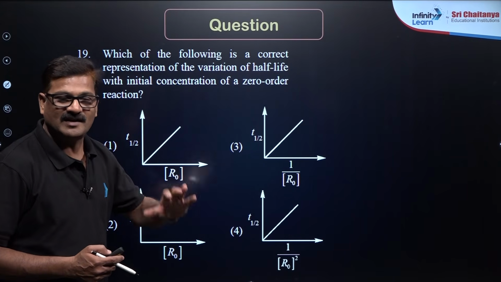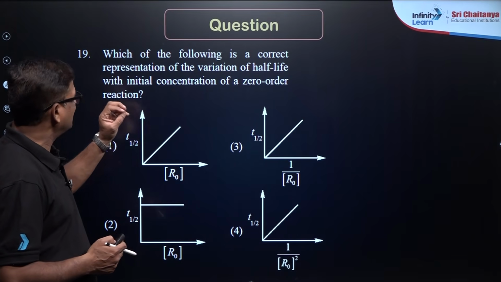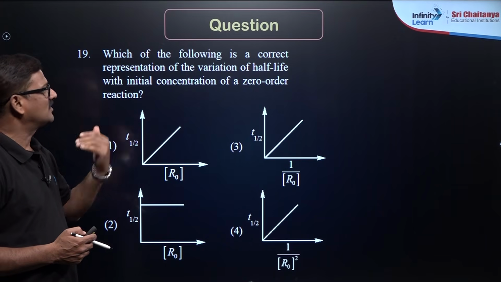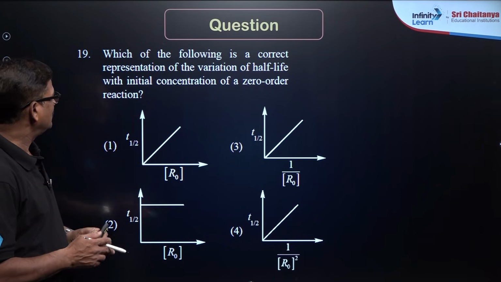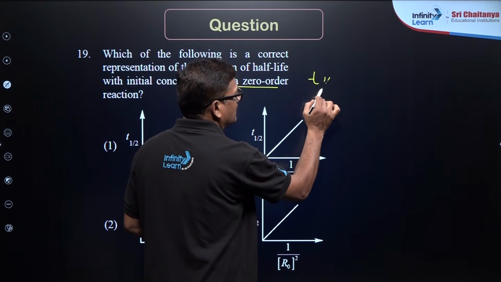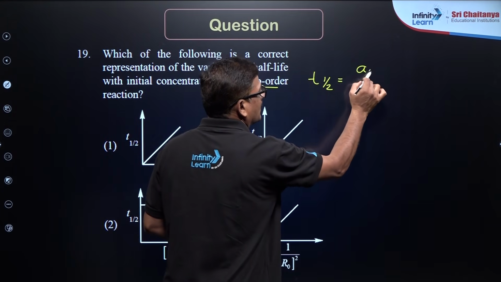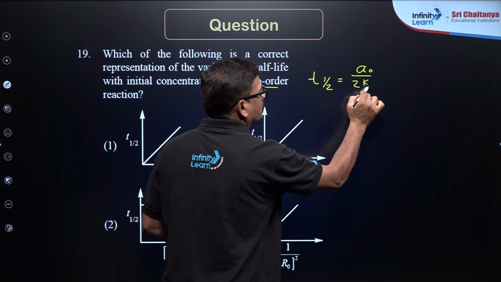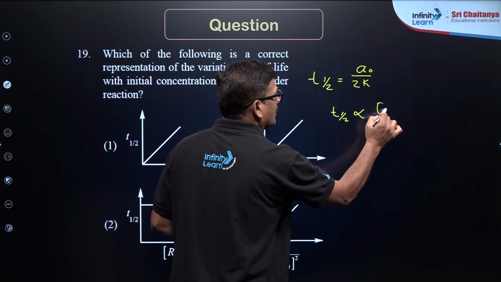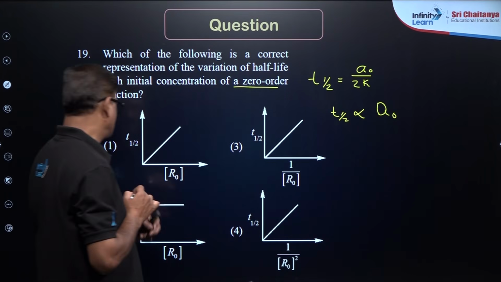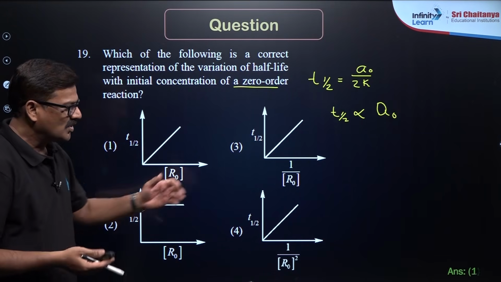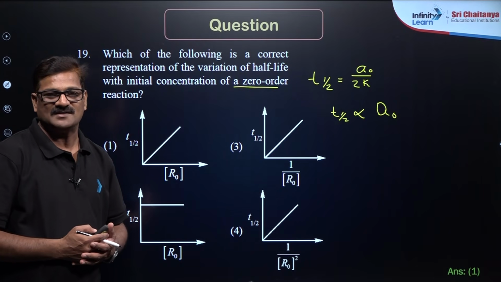Children, this is the chemical kinetics question. Which of the following is a correct representation of variation of half-life with initial concentration for a zero order reaction? Half-life for zero order is given by t half equals A naught by 2K. So, t half is directly proportional to A naught. So, initial concentration versus t half is going to be a straight line passing through the origin. Option 1 is the correct answer for this question.